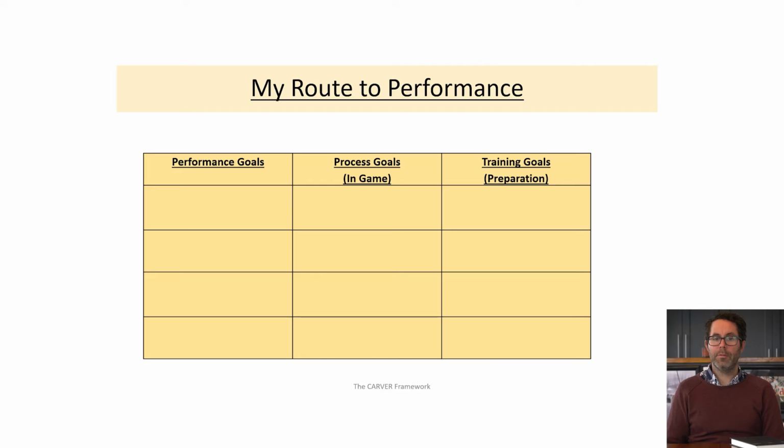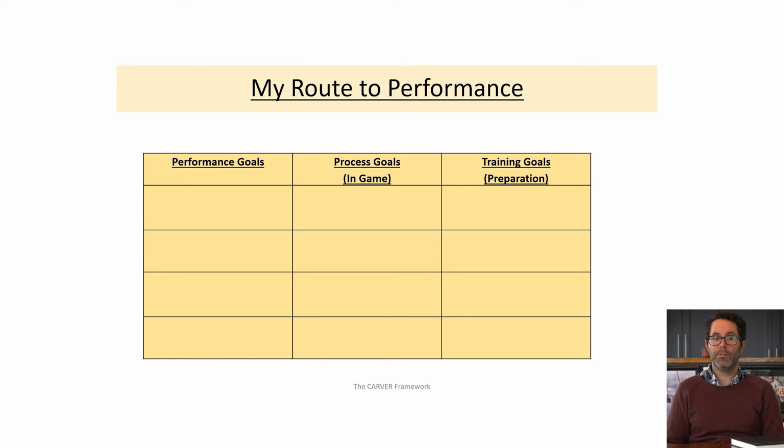And this tool is a tool that I like. It's a very simple My Route to Performance tool. It looks at performance goals, which may be referred to as KPIs, process goals, and then training goals. So I'm going to use my game that I'm involved with, which is hurling, so you may know it or not. So a performance goal in hurling might be as simple as, if I'm playing wing back or centre back, I might like to catch the ball in the air 3 times.